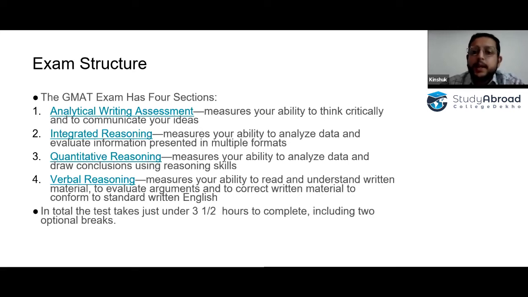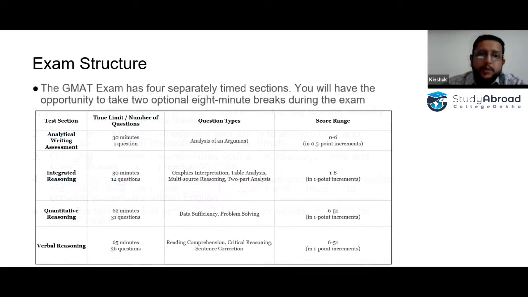The entire test duration is 3.5 hours. So basically in the analytical writing section, you have 30 minutes and 1 question. You'll get an analysis of an argument and you are scored in the range of 0 to 6. Integrated reasoning, 30 questions, 12 minutes, right? So what are the types of questions there? Graphics interpretation, table analysis, multi-source reasoning, and 2-part analysis. Again, the point increment is 1 to 8. Here, it is good to note that.